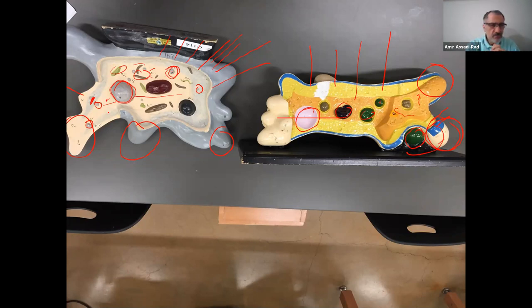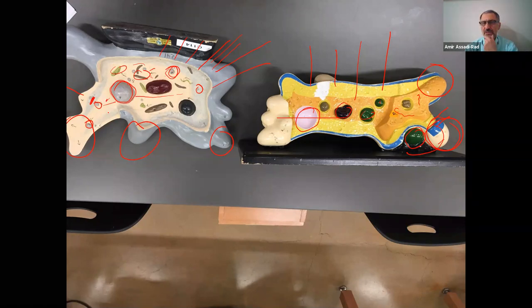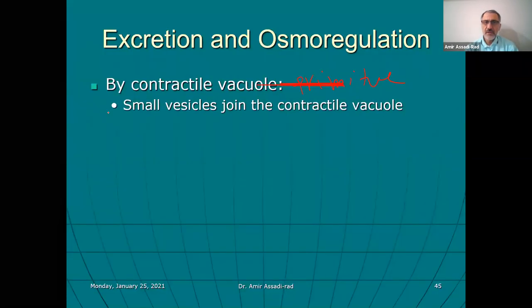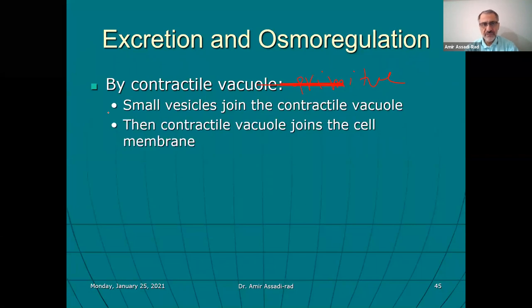Okay, so there is intensive research going on whatever I'm talking about right now, the last 1 or 2 minutes of my talk. But briefly, you can ask a lot of questions that I don't know the answer to, nobody knows the answer, okay, regarding this. So that is called the contractile vacuole, moving by contractile vacuole. Okay, small vesicles join the contractile vacuole, then contractile vacuole joins the cell membrane.